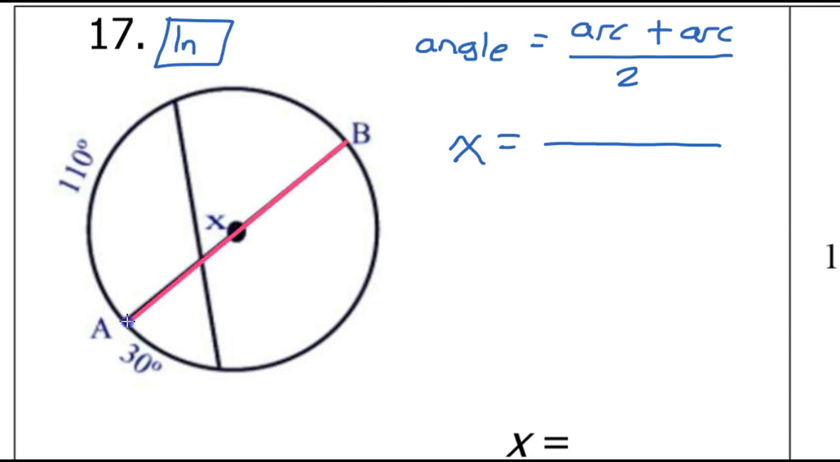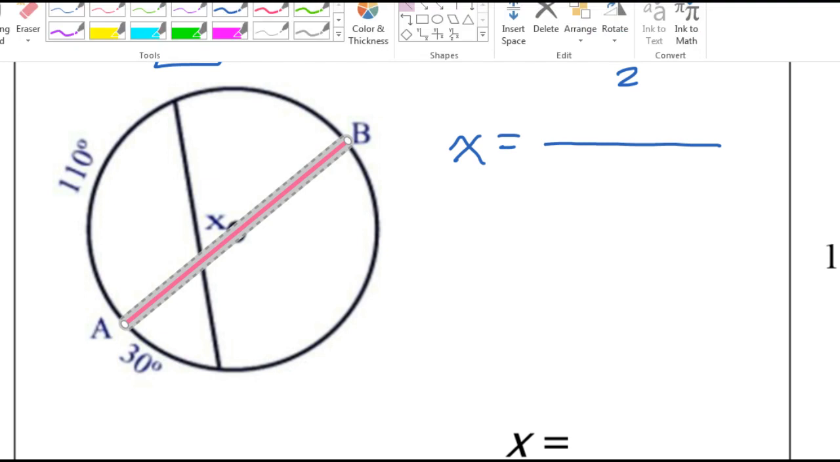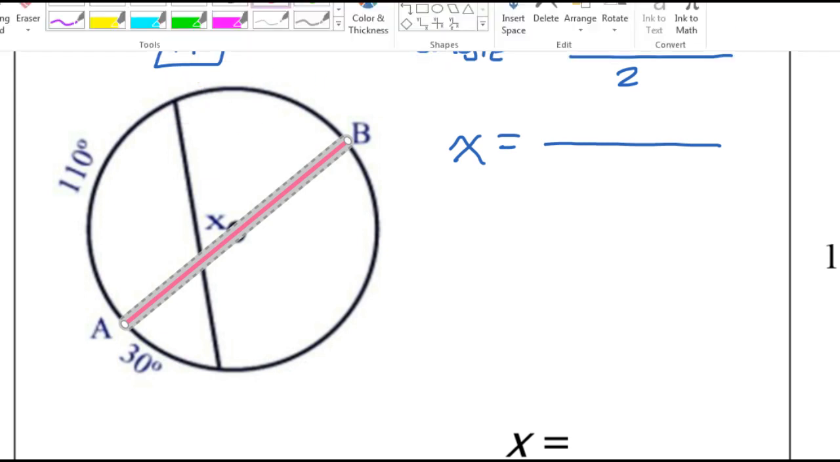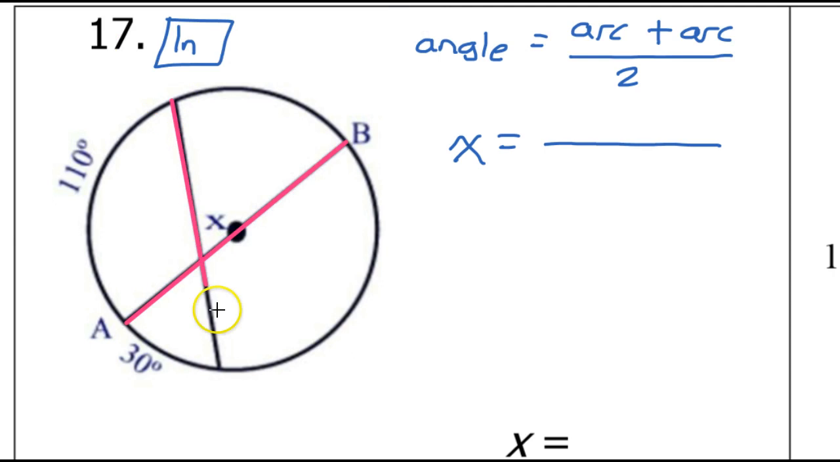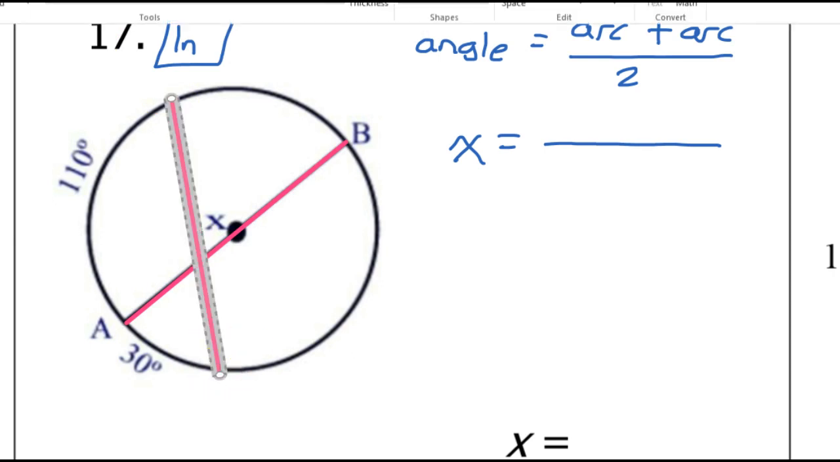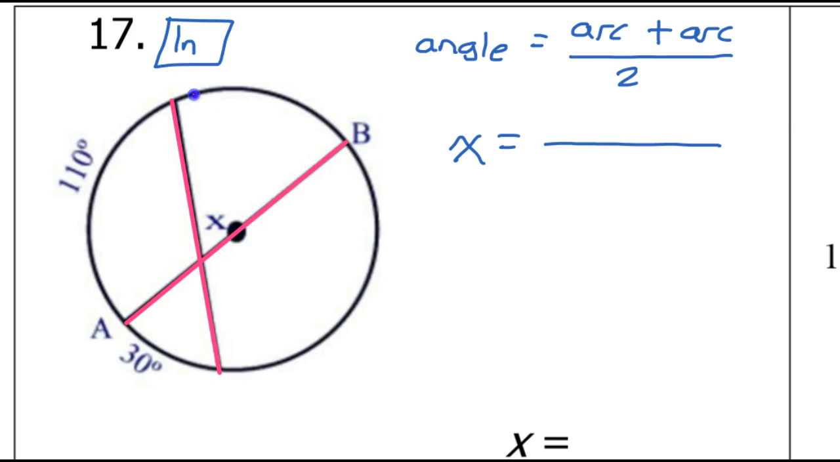Because look, here's the angle that we're trying to find. Now if that's the angle that we're trying to find, then these are the intercepted arcs. It's making sort of an hourglass shape. Look for the hourglass. So which one of these arcs that they gave us is not part of this hourglass? The 110, all right? So we will not do 110 plus 30. The 30 is good, but we need to find this purple arc up here at the top.